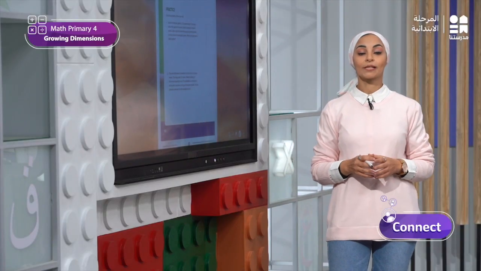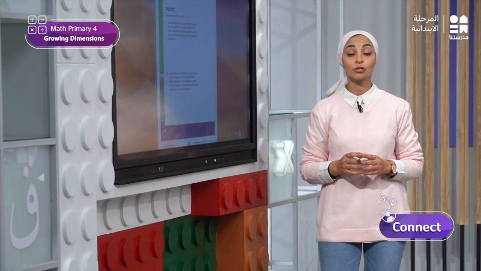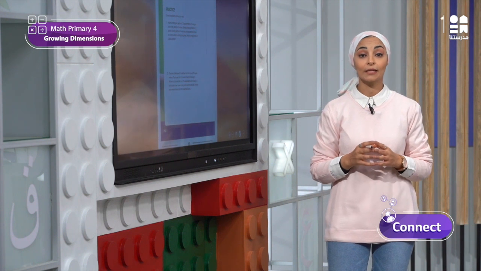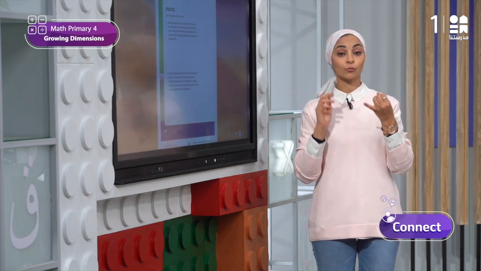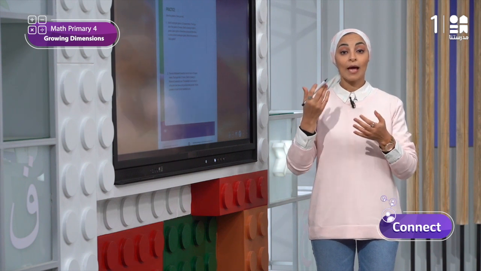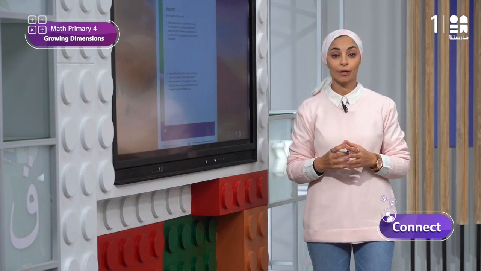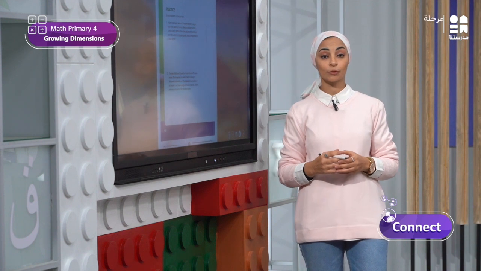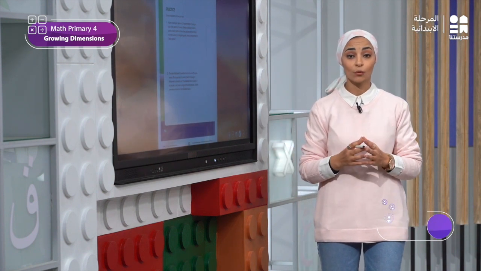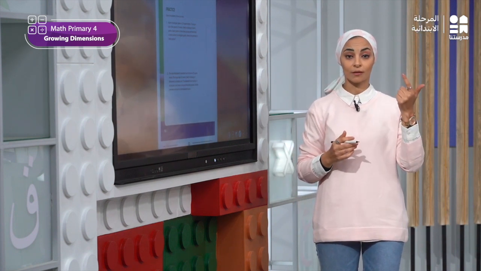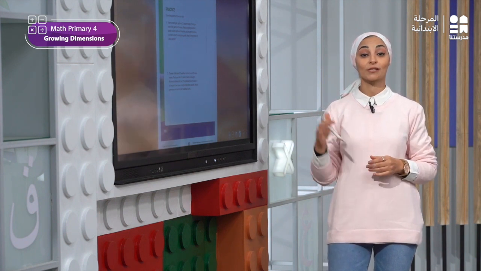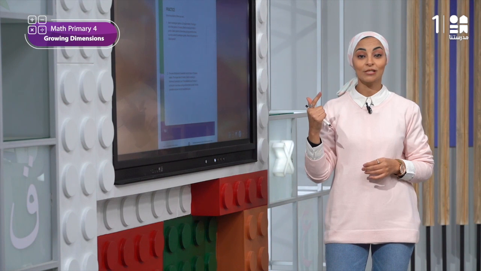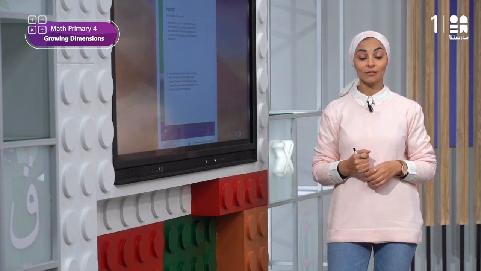And now we understand that we must know the dimensions of the rectangle. Of course, we must first determine the dimensions of the rectangle, which are the length and the width, before we find the area and perimeter. We can have more practice on this in practice on pages 190 and 191. Let's start to do it.